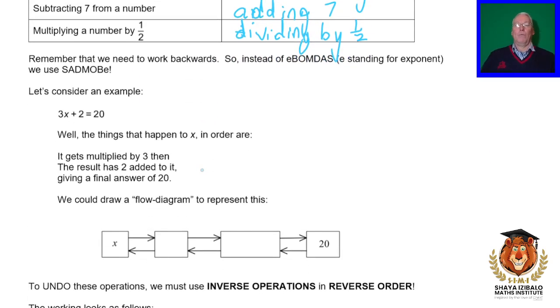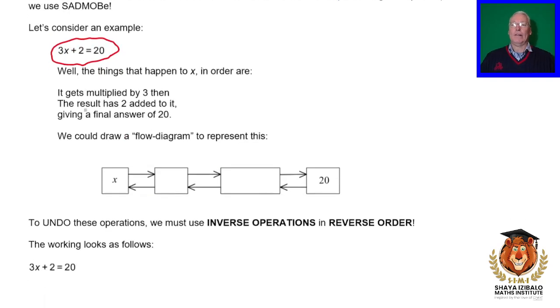Now when we solve an equation, we're going to work backwards, and that's the present idea we spoke about. So let's have a look at this equation, 3x plus 2 equals 20. Let's look at what happens to x. It gets multiplied by 3, and when we multiply it by 3, we get 3x. Then we add 2. You might remember last term we did quite a lot of these flow diagrams in preparation for this. So we get 3x plus 2, and we end up with 20.